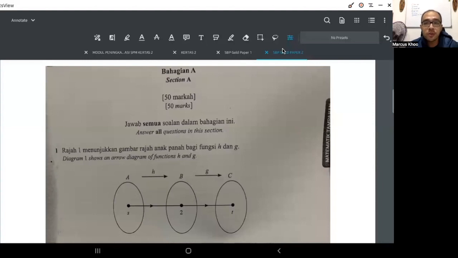Okay, good evening. So today we're going to discuss the SBP paper 2 for the goal module. We are continuing our AdMed series.